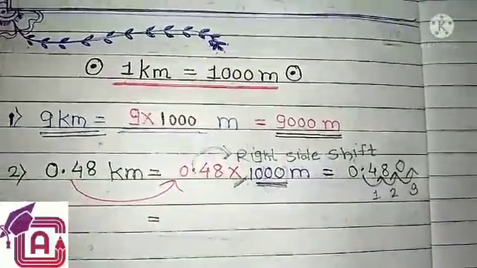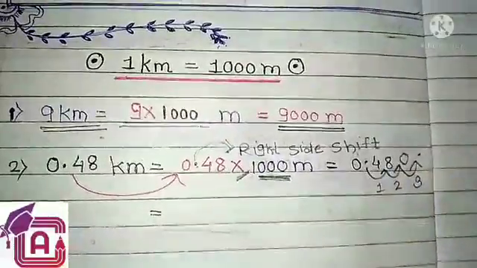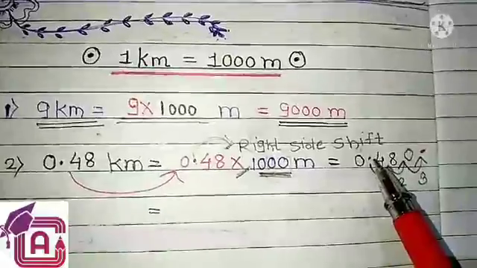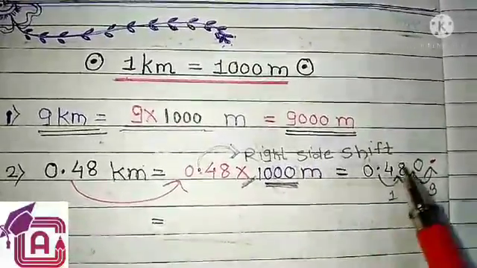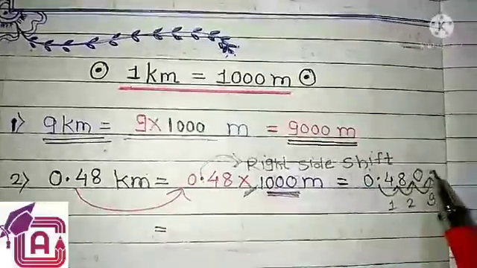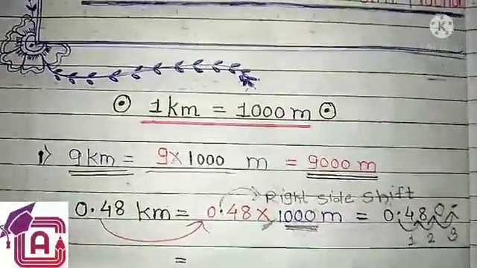So what is your answer? Now where is the decimal point? Now this decimal point is over here, because we are shifting the decimal point towards the right side. How many times? 3 times, because 3 zeros are there. 1, 2 and 3. The number is not there, so put 0. So what is your answer in meters?